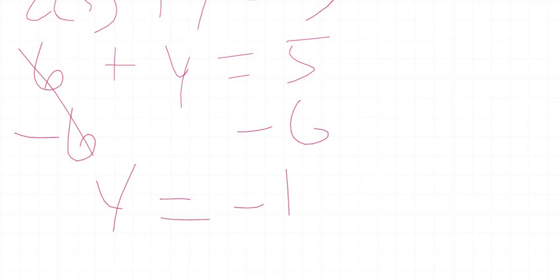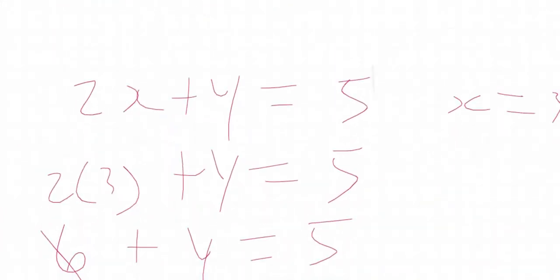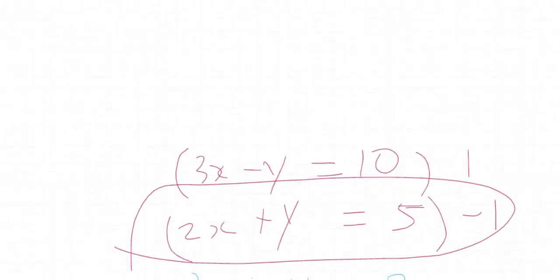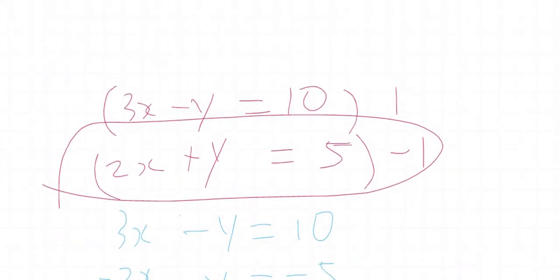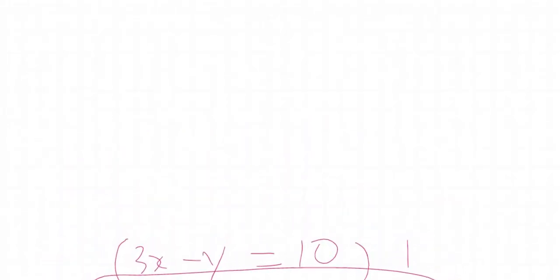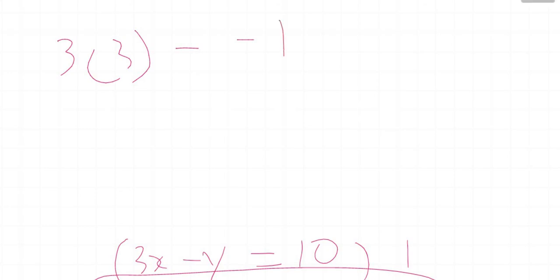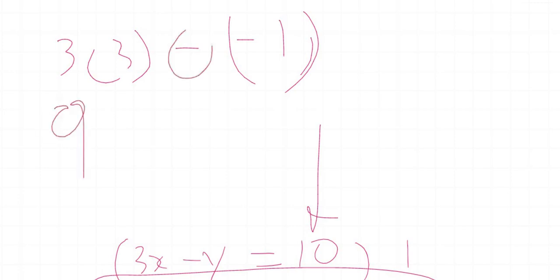We could actually prove if it is correct. If x is 3 and y is negative 1, let us use another equation, not the one that we used to solve for y. Let us use equation 1 to prove it. If x is equal to 3, 3x minus y, where y is negative 1, let us see if it equals 10. This gives us 9, and when two negatives clash it becomes a positive, plus 1, and that is equal to 10.